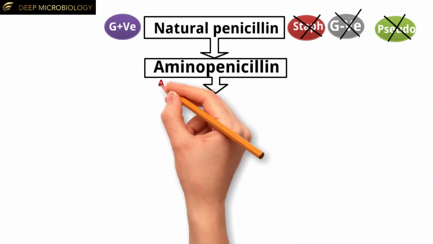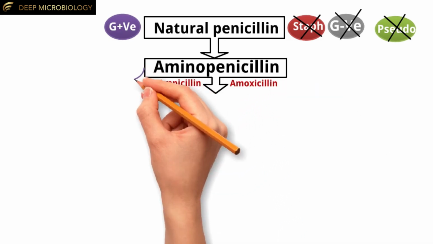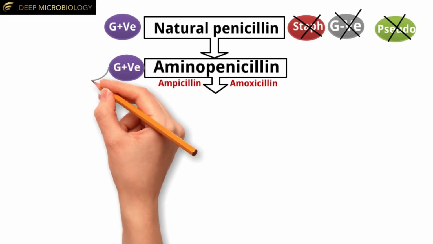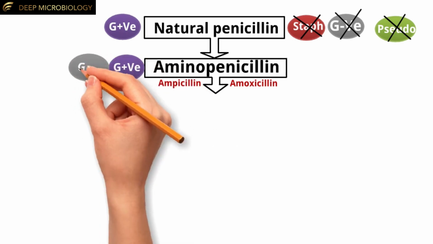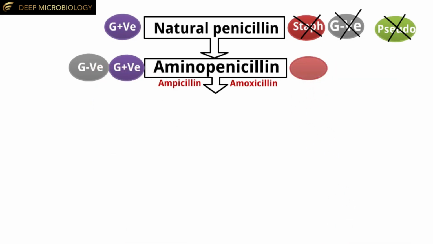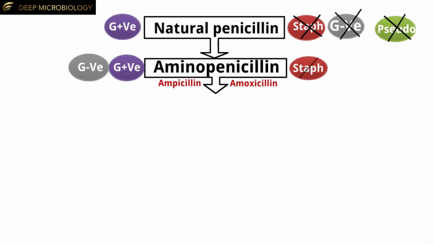Aminopenicillins, which include ampicillin and amoxicillin, contain an amino group that has hydrophilic properties, allowing them to penetrate gram-negative bacteria. As a result, they cover both gram-positive and some gram-negative bacteria. However, they are not effective against Staphylococcus bacteria or Pseudomonas bacteria for the reasons mentioned earlier.